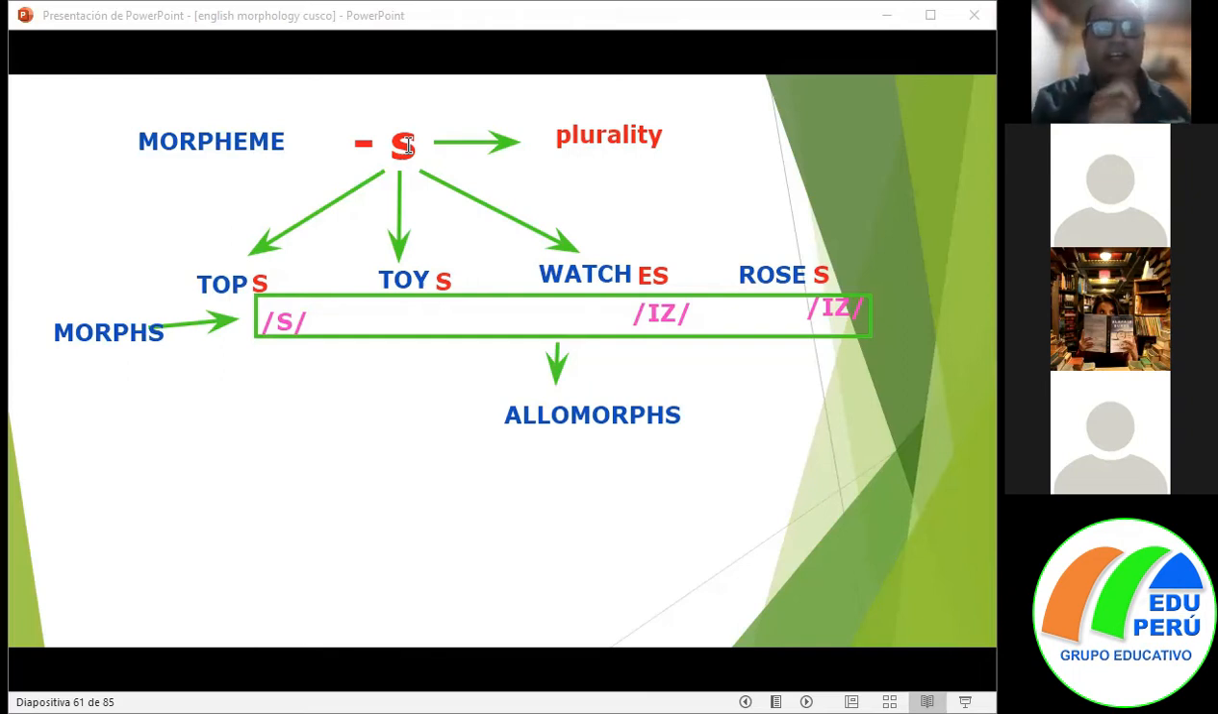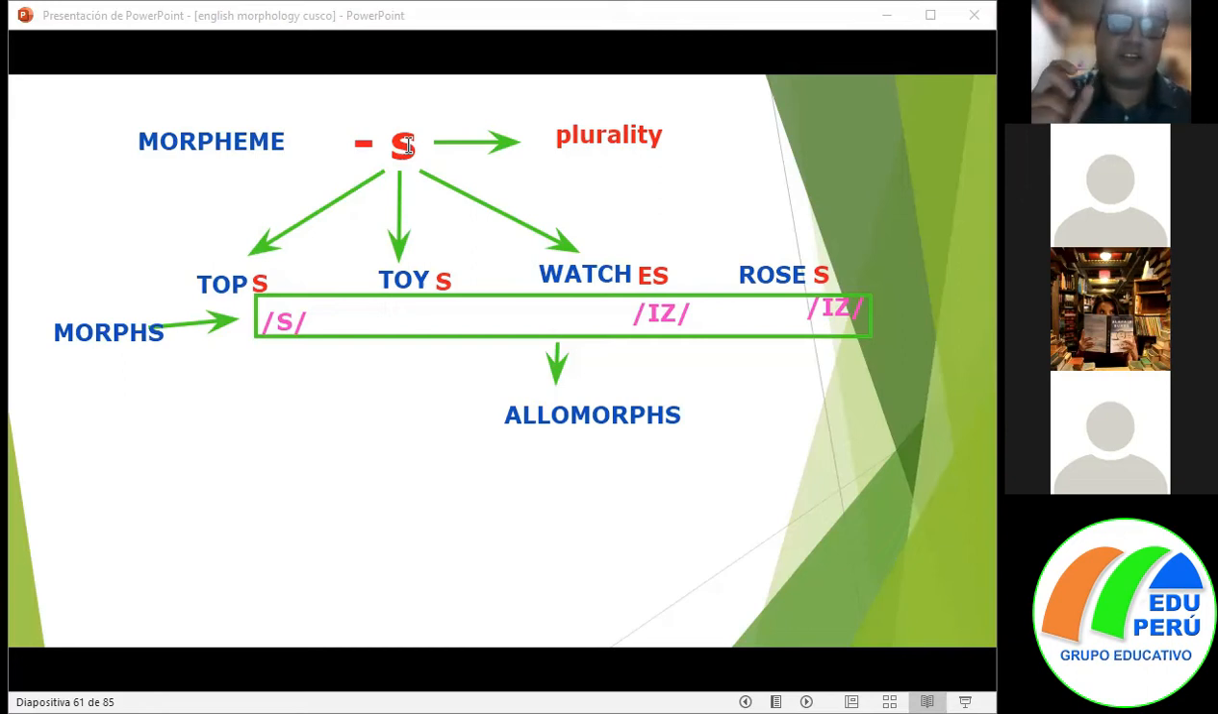T when the final sound is voiceless. D when the final sound is voiced. And id when the final sound is t or d. For example, in this case, when do you pronounce iz? When the final sounds are sibilants. What are the sibilant sounds? The sounds s, z, sh, j, ch, j. When we have these sounds, you pronounce iz.